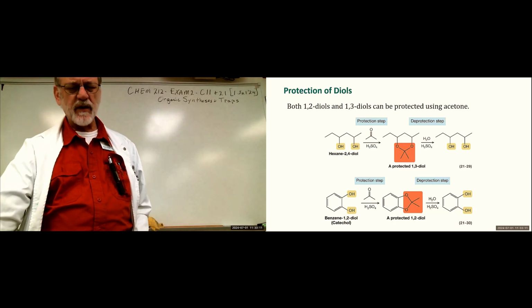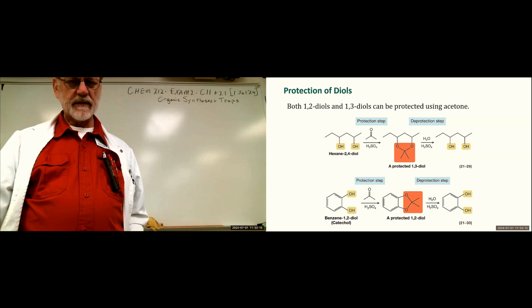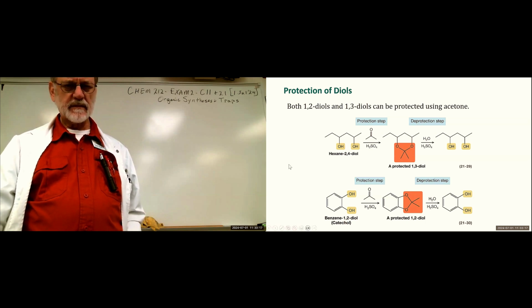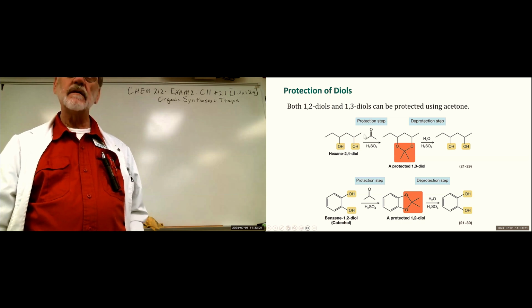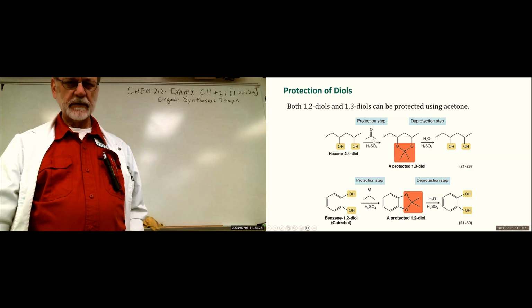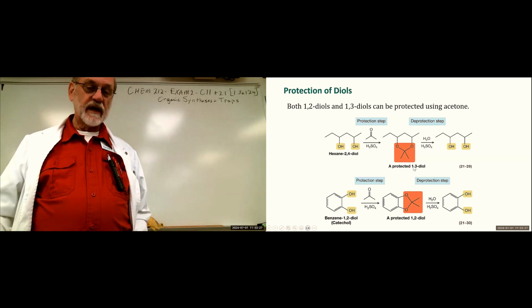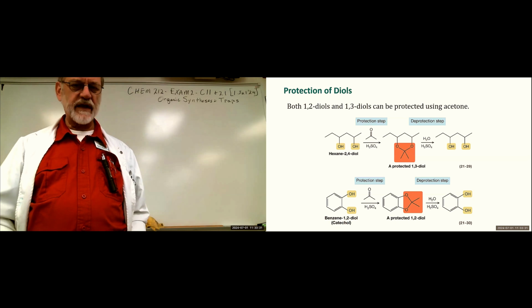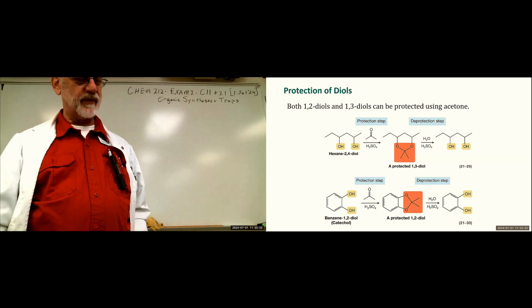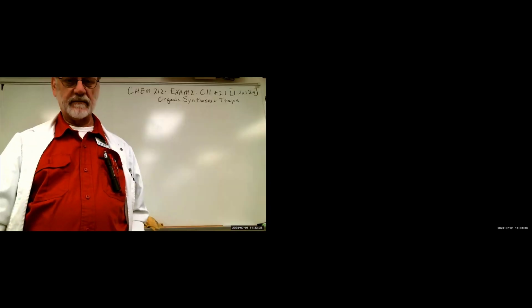We can protect diols by forming a cyclic compound. That's acetone right there, on top of that arrow. And then reconstitute it with water. That seems to be a trend. If you can reconstitute simply by adding water and acid conditions, that's pretty simple. And greener. Oh yeah, exactly right.